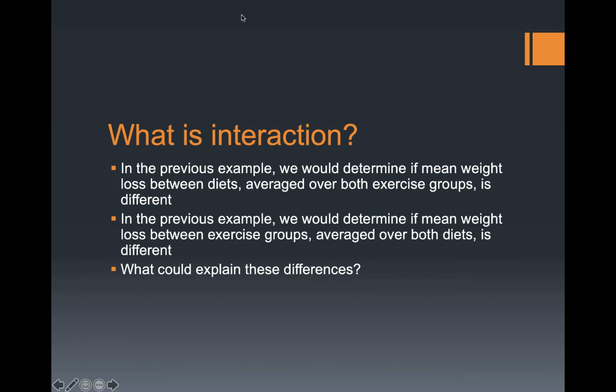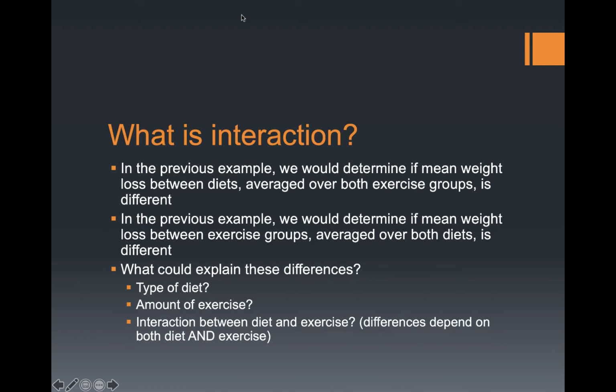All right, so what could explain these differences? Type of diet, amount of exercise, right? The diets vary, so the type of diet could explain the difference. We've got exercise versus non-exercise, so the amount of exercise could explain differences. But what about the interaction between diet and exercise? Meaning the differences depend on both the diet and the exercise. Meaning, do you lose more weight in the exercise group on diet 2 as opposed to diet 1?